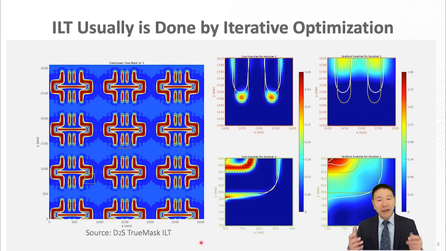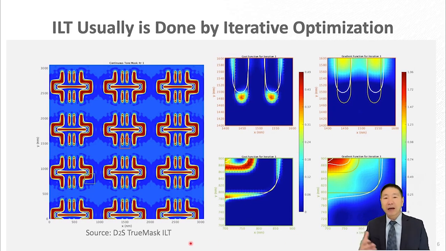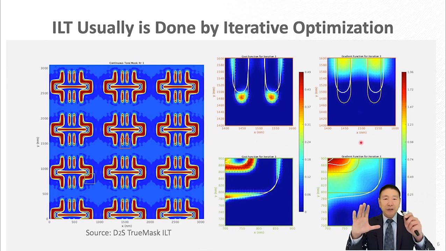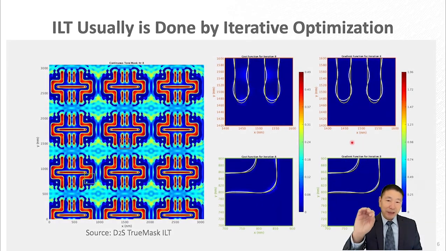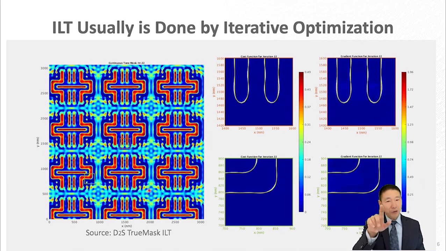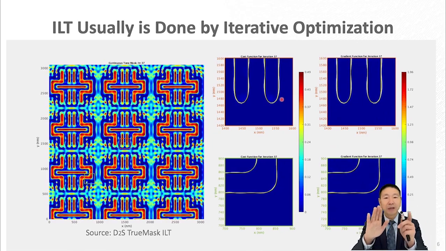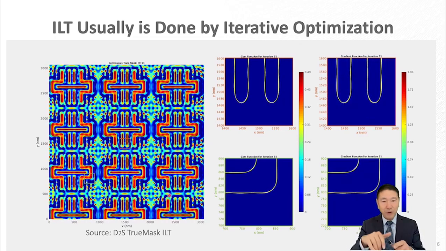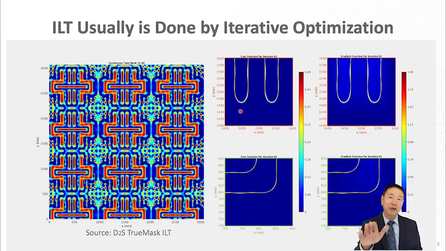Most ILT approaches are iterative optimization. Here I use the D2S result as an example, but you can see this in other approaches as well. Starting on the left, this is the mask pattern. Then, as the optimization runs, we show the cost function and the gradient of the cost function. You see that during the optimization those sRAFs are generated. Also, when you look at the wafer contour, you see it approaching the target, and at the end it's pretty much overlapping with the target. And the cost function and its gradient approach 0.